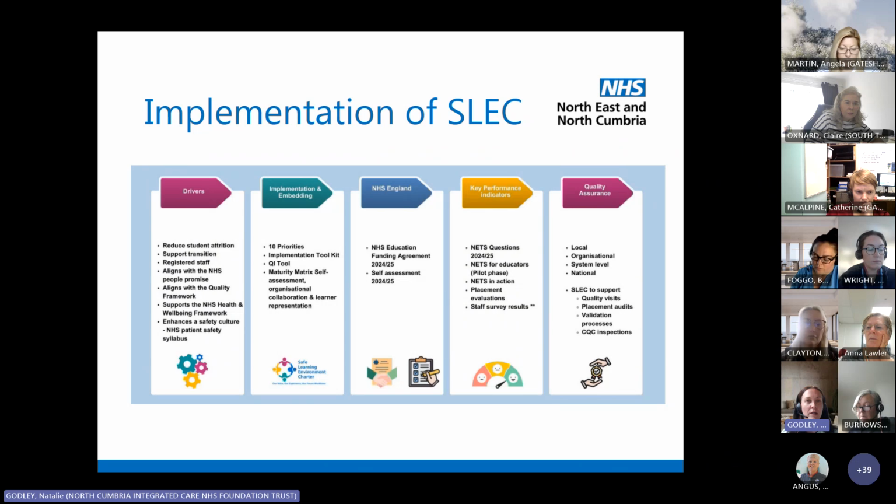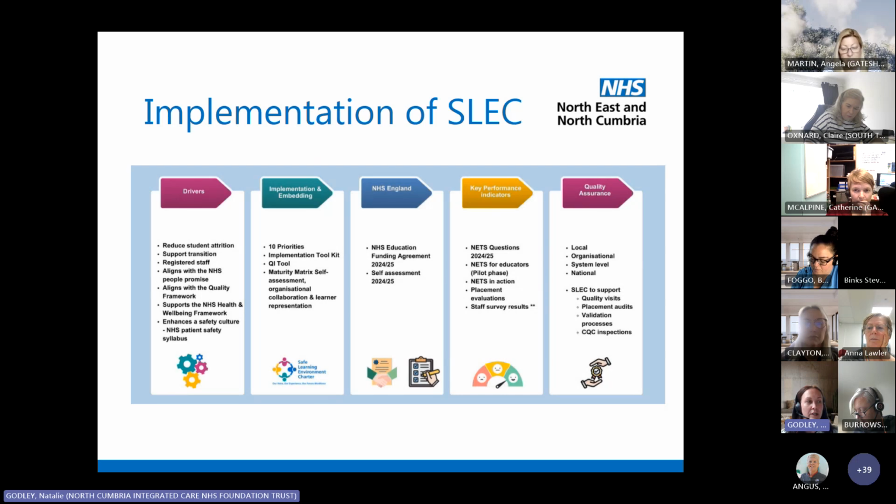We do need to use those resources to come up with real practical solutions to support the 10 themes of the SLEC. The maturity matrix can be done at strategic level, departmental level, ward level, team level, to assess how we're meeting the priorities. We may be meeting some of them really well at the moment, and we can also use it to identify some gaps which need to be addressed.